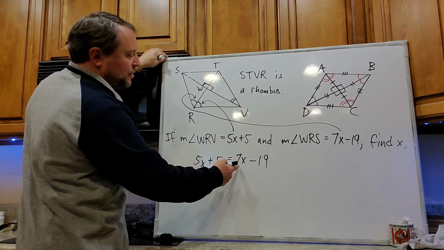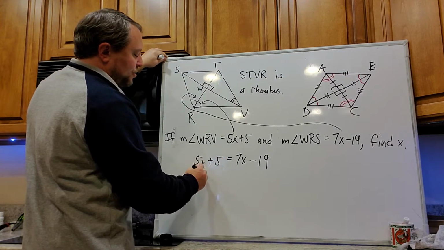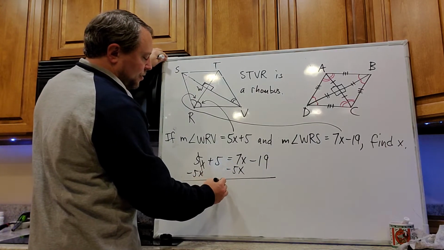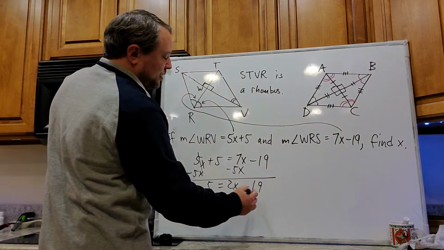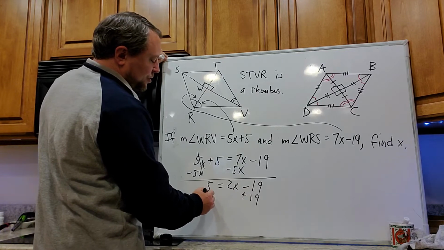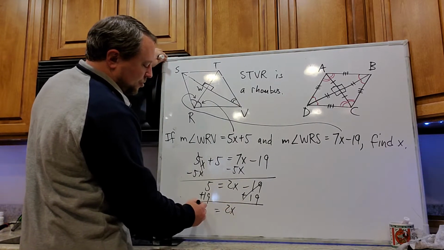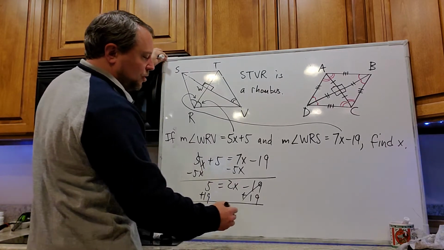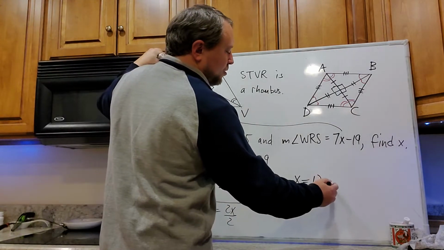So in this case, I got a Sheriff Bandit situation. I'm going to get rid of the weaker one, so I'm going to subtract the 5x from both sides, leaving us with 5 equals 2x minus 19. Now I'm going to add the 19 over to the other side. So now I've got 2x equals 24. And of course divide by 2 to find that in this case x is 12.